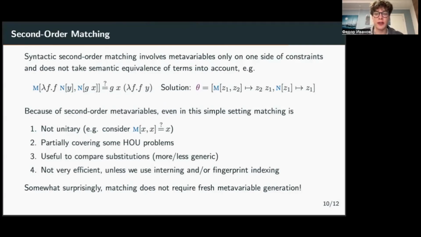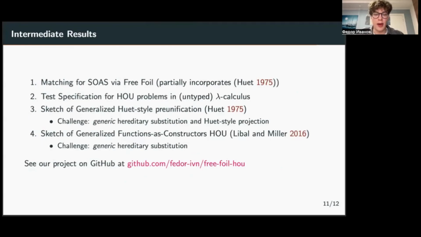Interestingly, second-order matching does not require fresh metavariable generation in our implementation. We are at the beginning of our journey, and so far our main results are an implementation of second-order matching via free-foil and a preliminary test specification for untyped higher-order unification problems. We are also working on generalizations of Huet-style preunification and functions-as-constructors higher-order pattern unification. However, both require a proper generalization of hereditary substitution, and the former also requires some generalization of Huet-style projections.